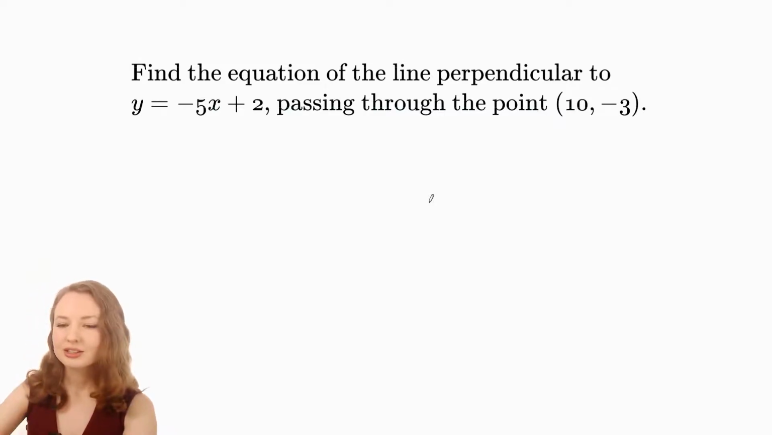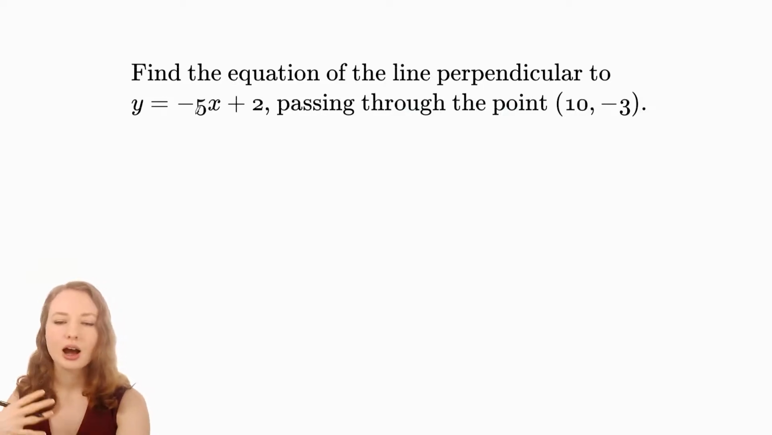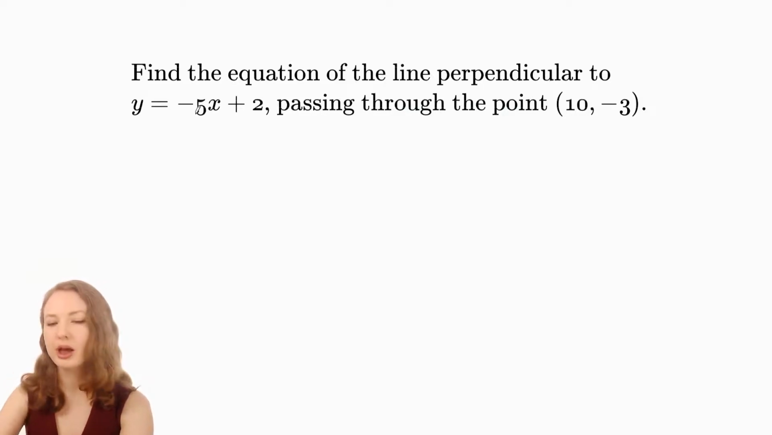So we've got this slope of -5, which means our slope of the perpendicular line is going to be the negative reciprocal, so 1 over 5.